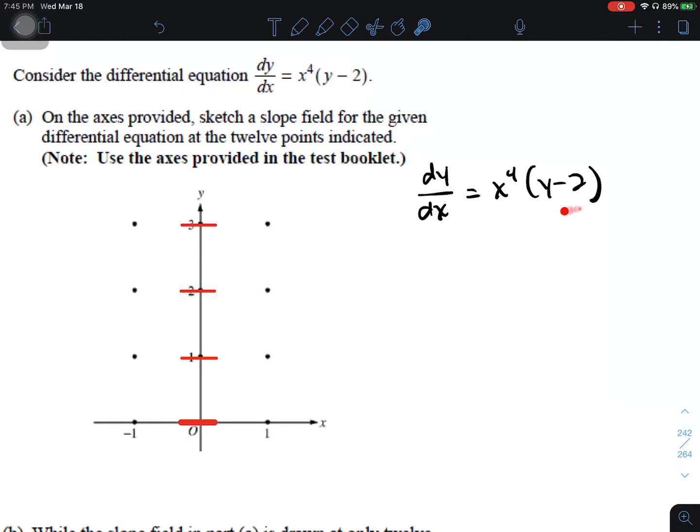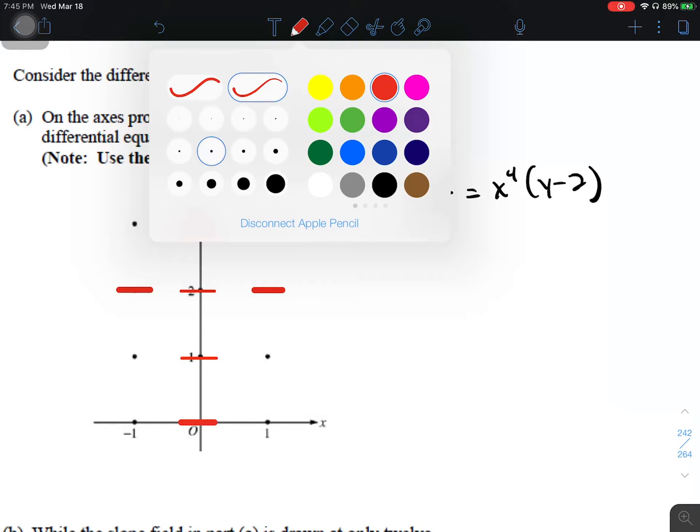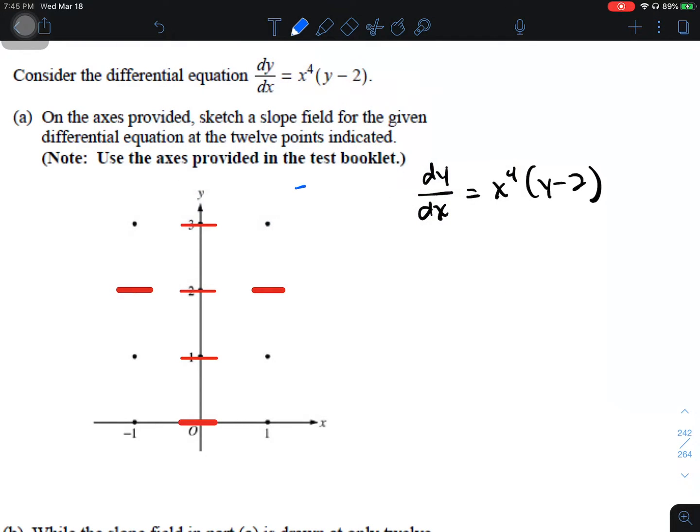Well, when could this part be 0? This part would be 0 whenever y was 2. So it doesn't matter what x is. If y is 2, we're going to have a slope of 0. y is 2 here, and it's 2 here. So that's easy enough. If you had done that part, and that part alone, you would have got 1 point for this problem for just getting the zeros correct.